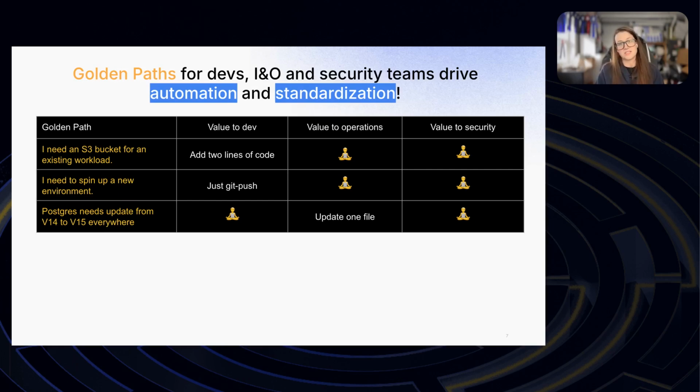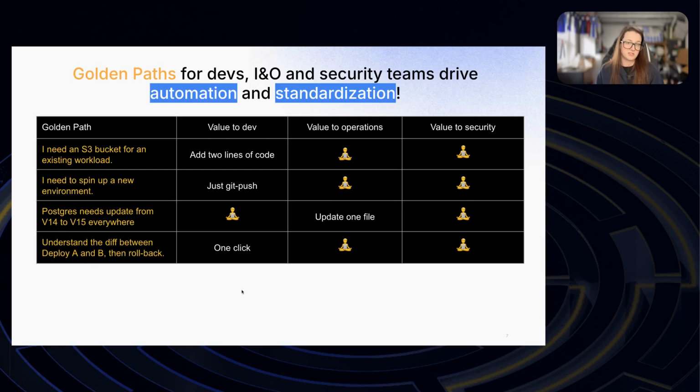They know that the standardization is in place with that file, that they don't need to go through and make sure that there won't be any vulnerabilities opened every time something is changed. Another example that is really commonly asked about is things like understanding diffs between 2 deployments or rolling back.